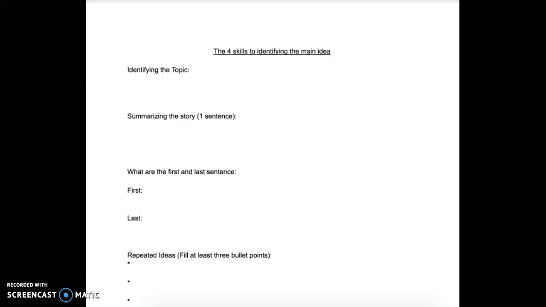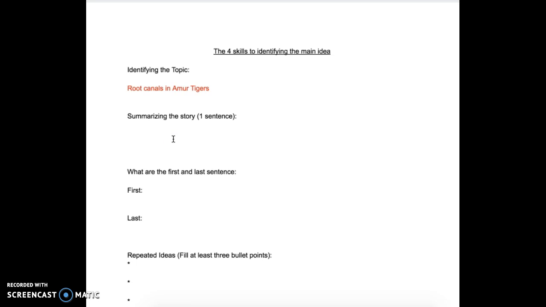So here we are with the worksheet. Identifying the topic. The topic is not the main idea, but the topic, I think, is about root canals in tigers. Summarizing the story in one sentence. You know what? I'm going to backtrack, actually, and I will write root canals in Amur tigers.